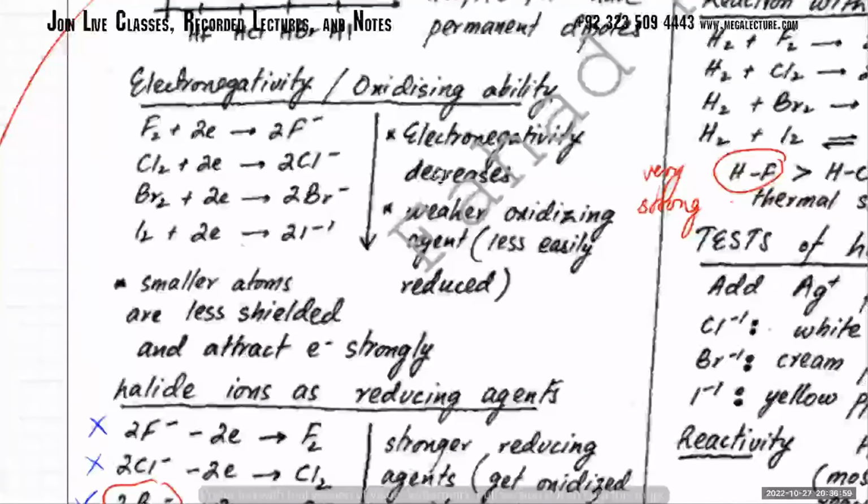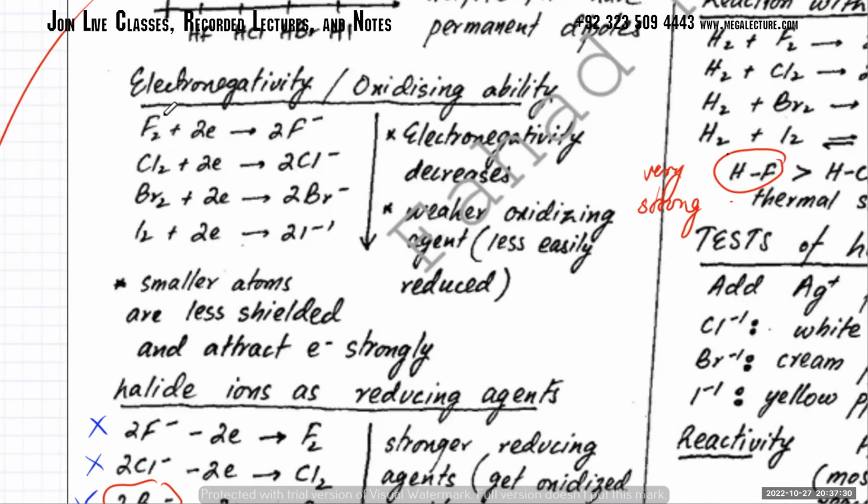Then next is electronegativity, right? We just talked about how it decreases down the group, right? Iodine doesn't really like to gain electrons. Fluorine really likes to gain electrons. So what do you call something that likes to gain electrons, that likes to get reduced? That's an oxidizing agent, right? So down the group, they become weaker oxidizing agents.